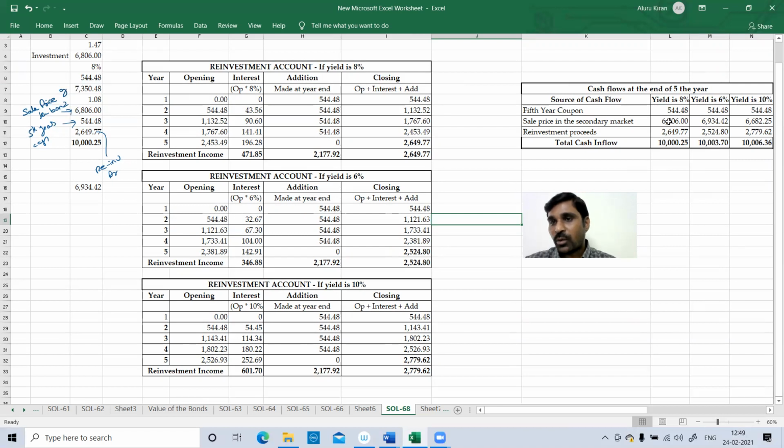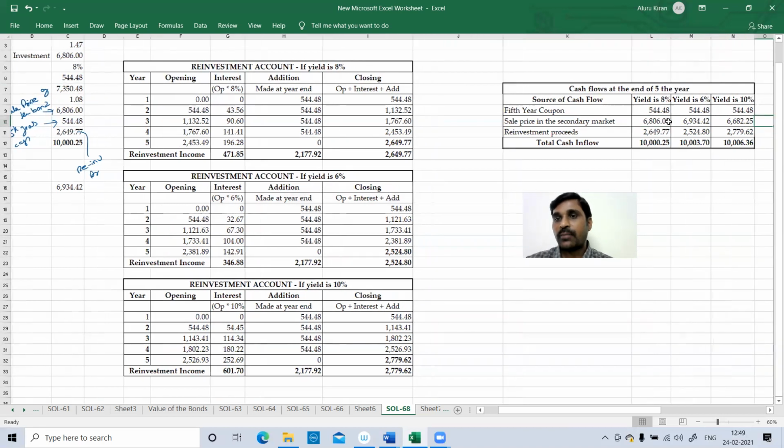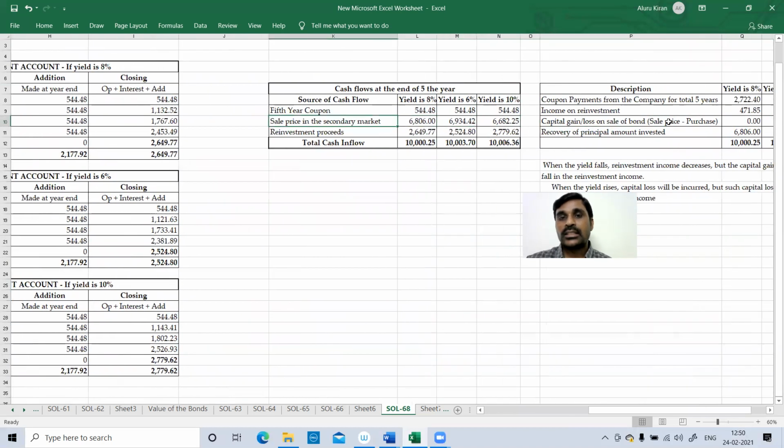Now I need to put one more presentation for you, how I got the sale price. Sale price in the secondary market. I'll write that also. Yield is 8%, and this one is 6%. Okay, right, sale price in the secondary market.